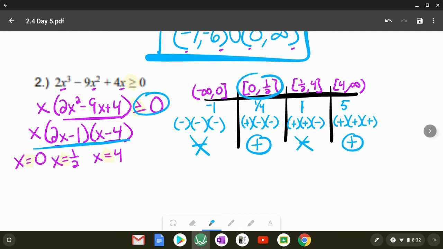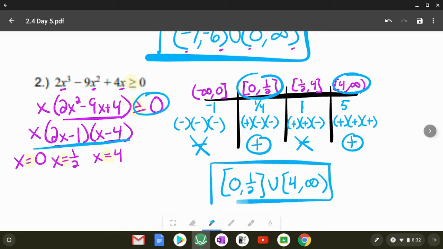So these are our two intervals, 0 to 1/2. Again, be very, very careful. It is very important that you do include brackets when they apply. You do not want to write a parenthesis when that number should be included in our solution set. Okay.